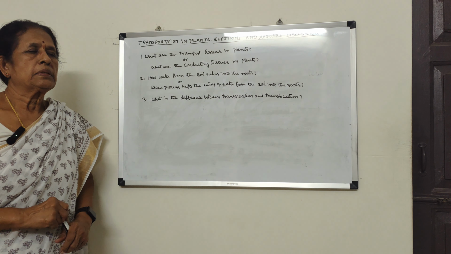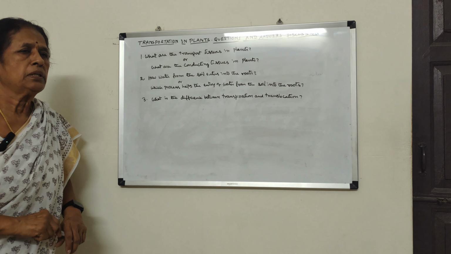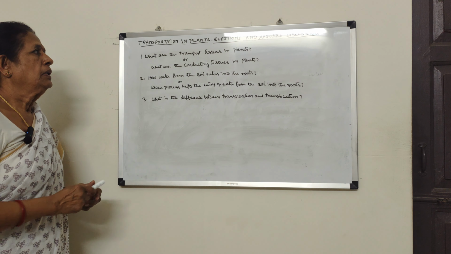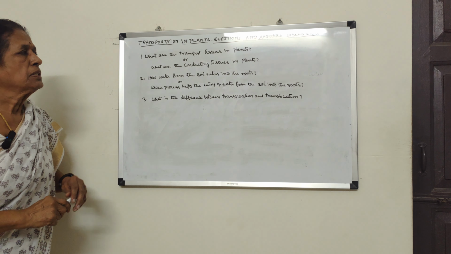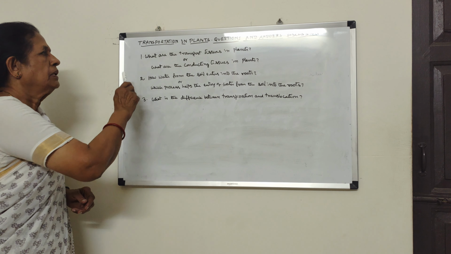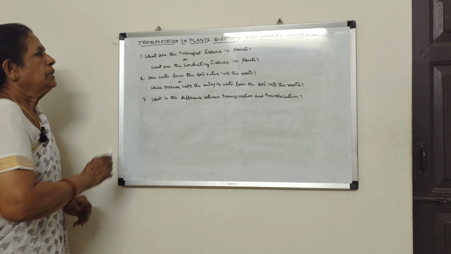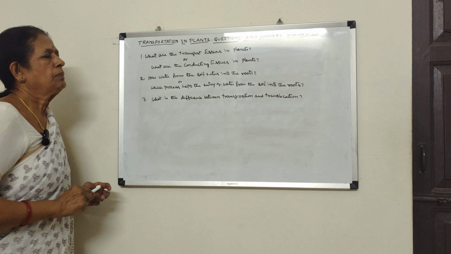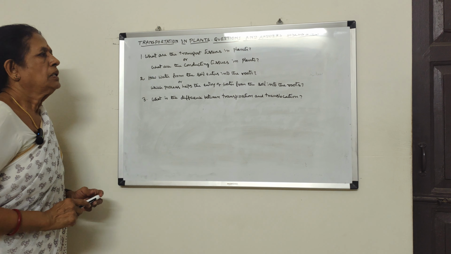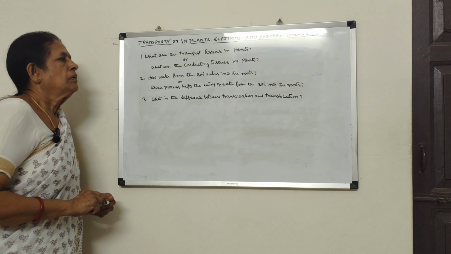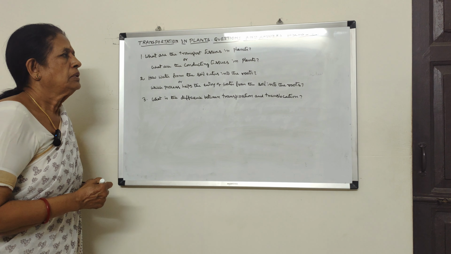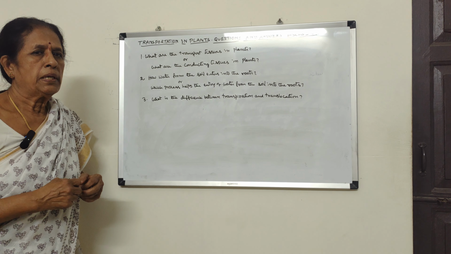So in the previous class we have studied transportation in animals, where the human body was taken as an example, and now we shall see how transportation takes place in plants. The important question: What are the transport tissues in plants? The question may be asked in some other way: What are the conductive tissues in plants? Xylem and phloem are the conducting tissues in plants.